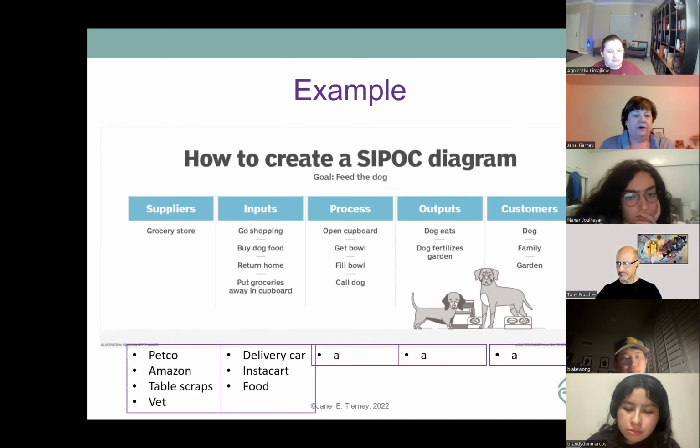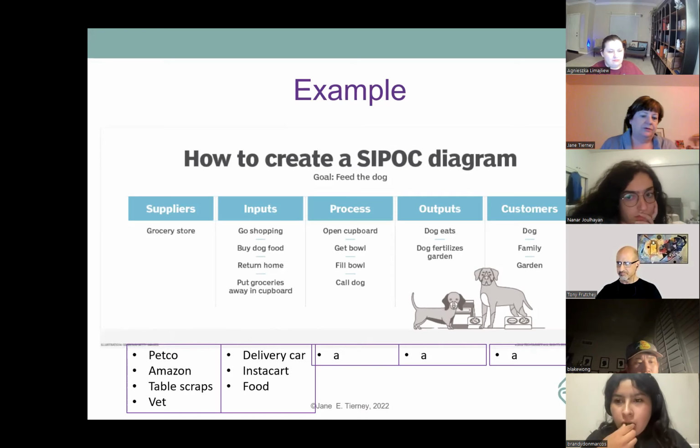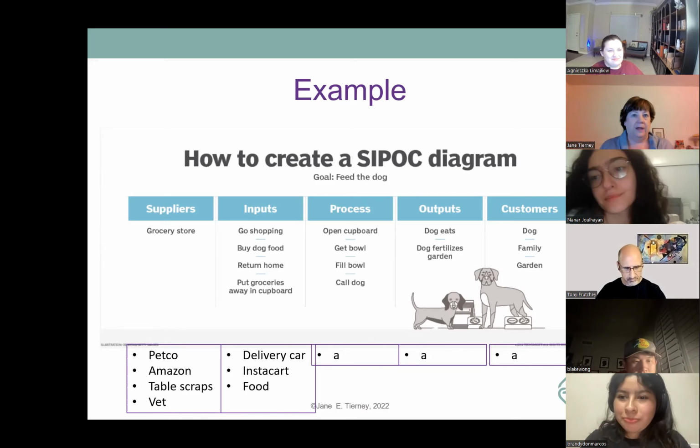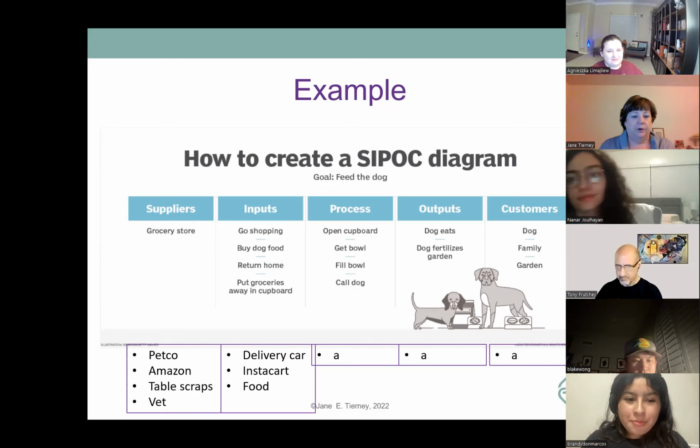The inputs to that are, we go shopping, we buy the dog food, we come home, we put the groceries away in the cupboard, we put the dog food in the bin, and there we go. Then when we're going to feed the dog, we actually get the dog food out of the cupboard. We get his bowl or her bowl, we fill it up, and we call the dog, or we just kind of shake the bowl. And if you're like the dogs I've had, when they hear the food go in the bowl, man, they come running. So you don't even have to call them, right? You just call them by filling the bowl.